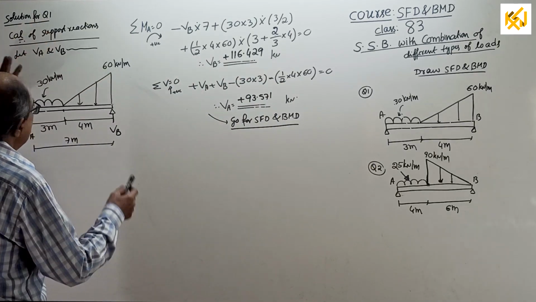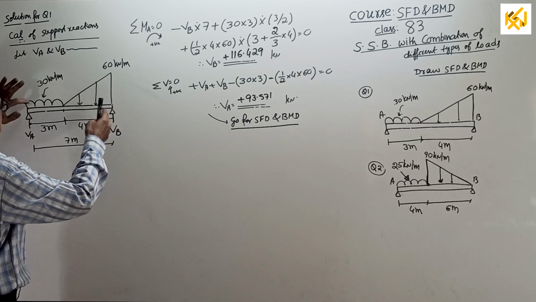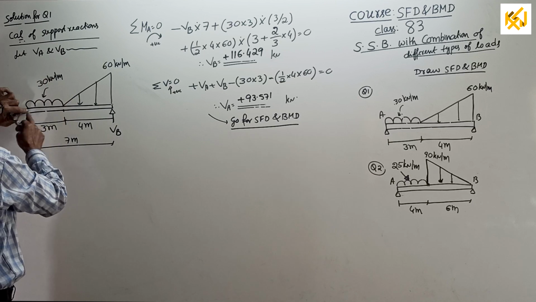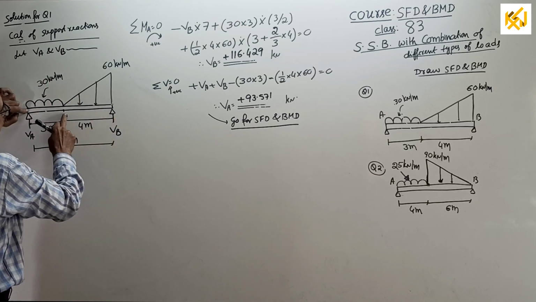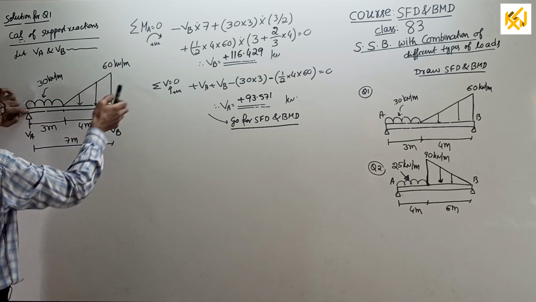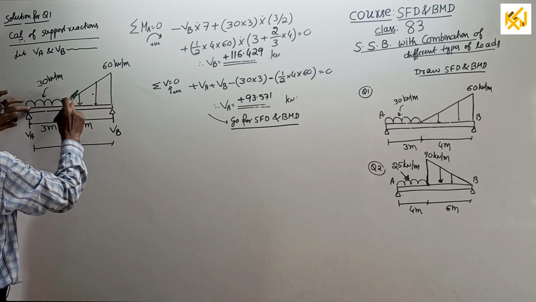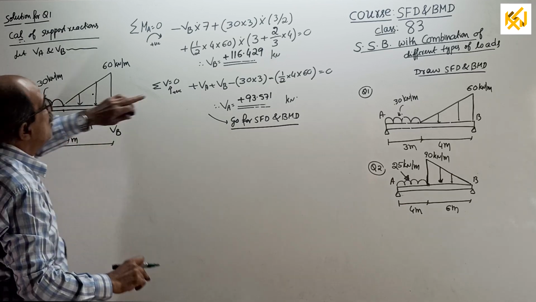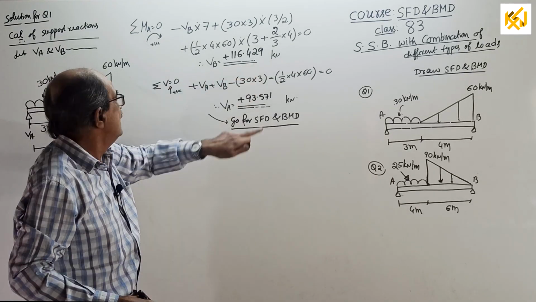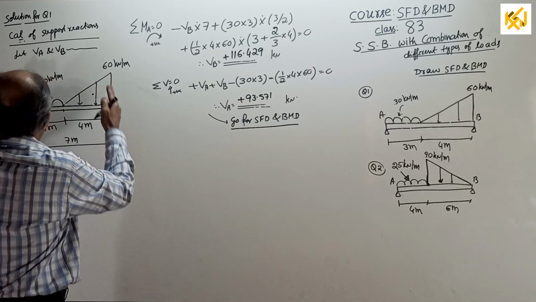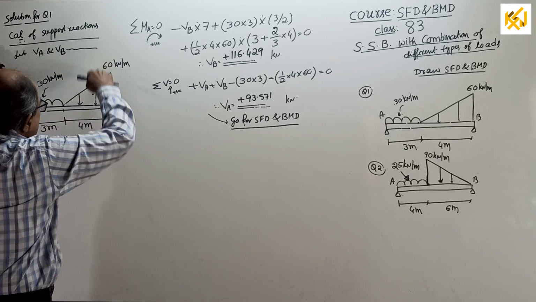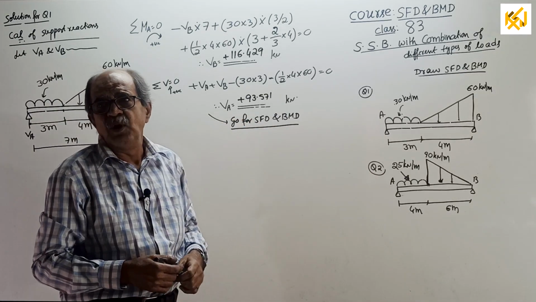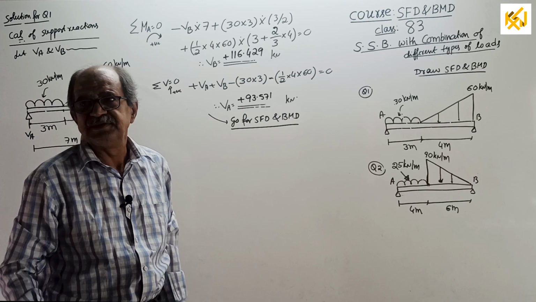Solution for question 1. VA, VB reactions. See, minus VB into 7 plus 30 into 3 into 3 by 2 plus half into 4 into 60, that is the total load. It will pass somewhere here, from here 2/3, so 3 plus 2/3 of 4, equal to 0. You get the value of VB. Sigma V equal to 0: VA plus VB minus 30 into 3 minus half into 4 into 60 equal to 0. You get the value of VA. We are ready for SFD BMD. I will start now.